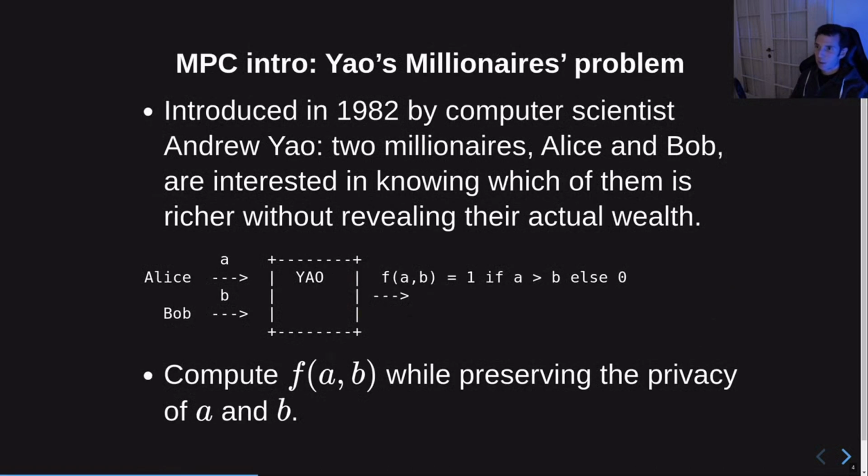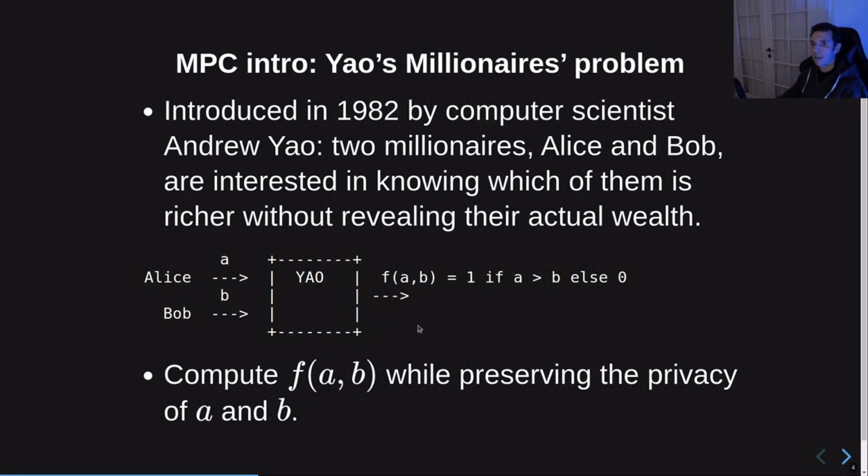In order to give you an idea of what MPC protocols are in a more formal way, I will talk now about Yao's millionaire problem, that is a popular MPC problem that has been introduced in 1982 by the computer scientist Andrew Yao. And it says something like that: there are two millionaires, Alice and Bob, who are interested in knowing which of them is richer without revealing to the other party their actual wealth.